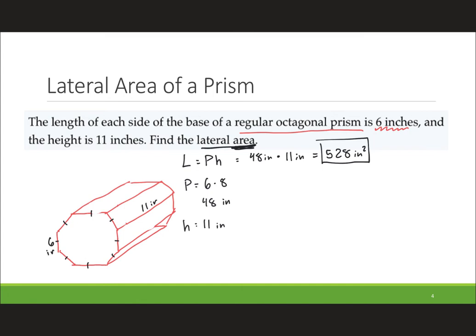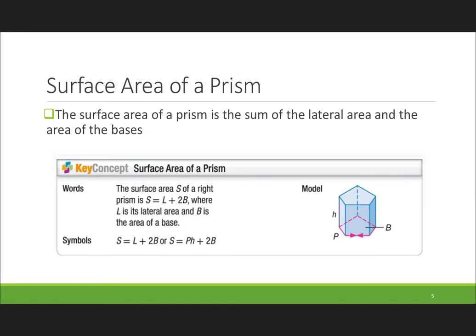Okay, so here's the first one. This is for lateral area, our equation being the perimeter times the height. Now our second form of surface area is the surface area, the total area as it is sometimes called in some internet and worksheets that we may come across.